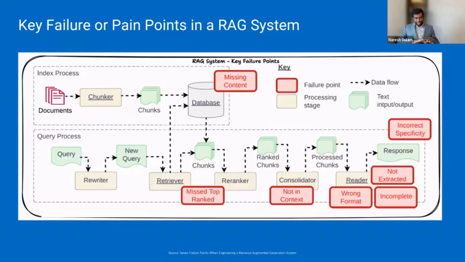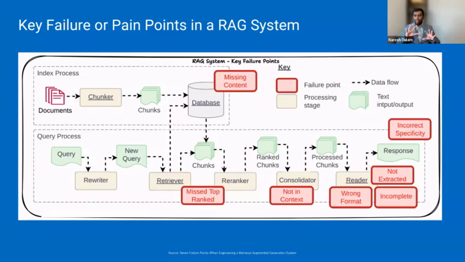If you see this, it's a typical RAG workflow. The top part is the indexing part, and the bottom part is the query and response generation. The red boxes represent the failure points or the pain points in any typical RAG system. Of course, there could be more pain points or failure points, but most of these are the primary failure points in any RAG system that you take.